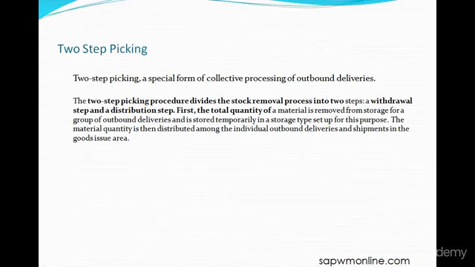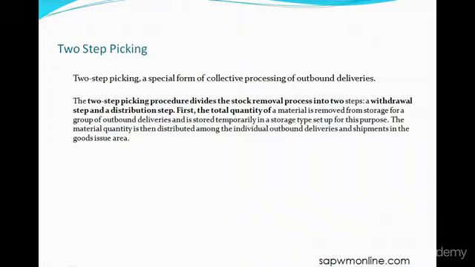Two-step picking is a special form of collective processing of outbound deliveries. The two-step picking procedure divides the stock removal process into two steps, a withdrawal step and a distribution step. First, the total quantity of a material is removed from storage for a group of outbound deliveries and is stored temporarily in a storage type set up for this purpose. The material quantity is then distributed among the individual outbound deliveries and shipments in the goods issue area.